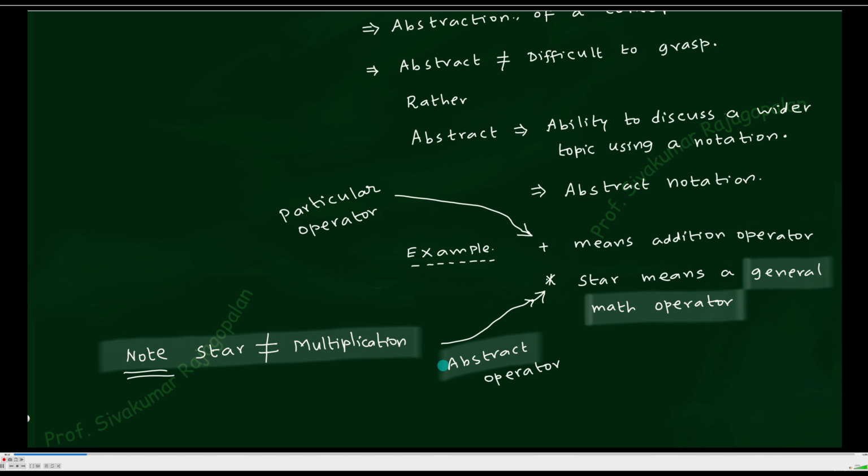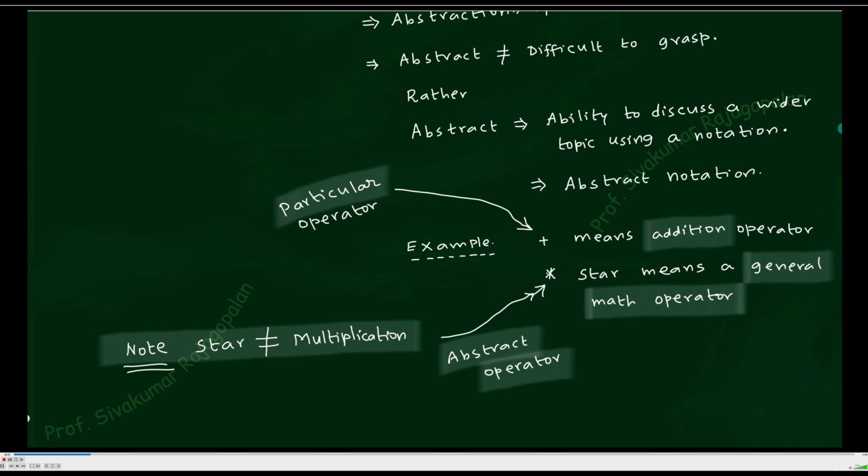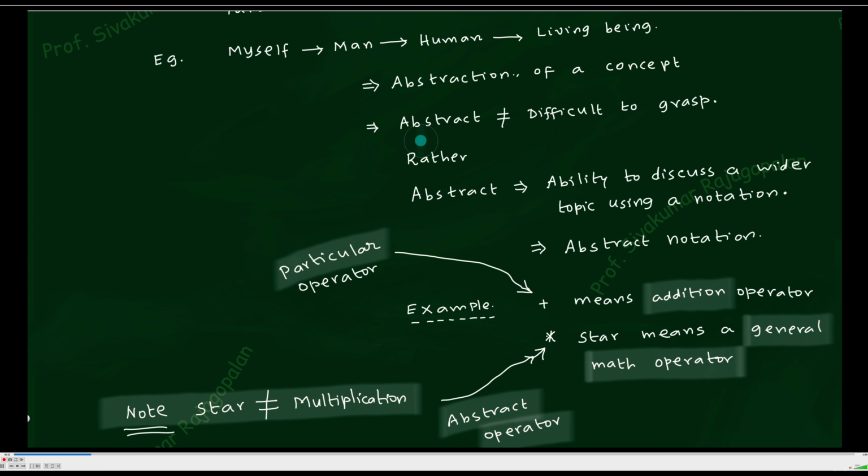So whatever I have explained, I would like to highlight. Then we will move on to the next one. So which is particular, which is general, etc. I am writing, but keep a note on the star. Star is not at all multiplication. So it means abstract.